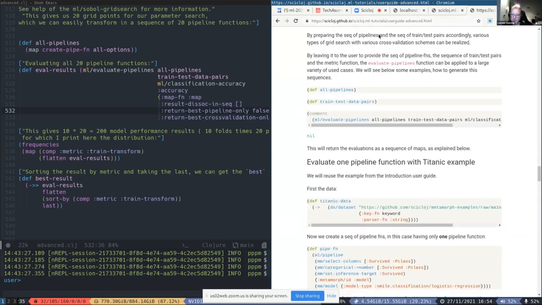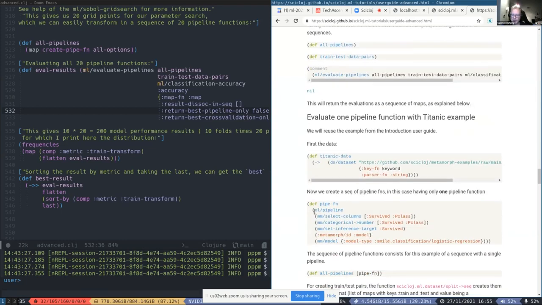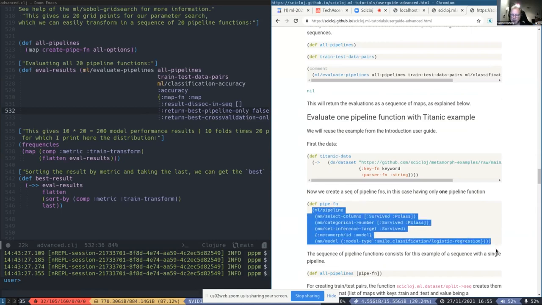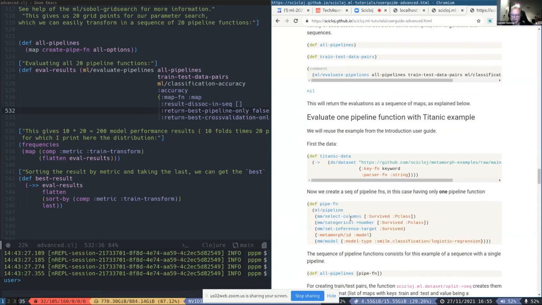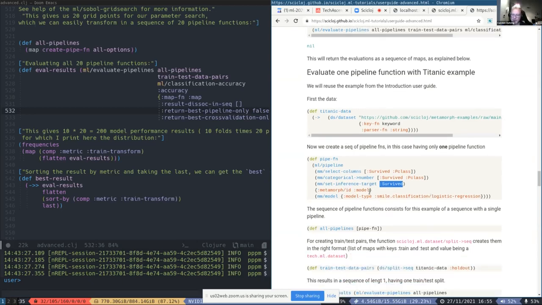In this advanced user guide, the example I'm using is the Titanic example. Predicting survival on the Titanic is a classification problem. First I start with a single pipeline, exactly what we have seen before. We make one single pipeline for this problem. We talk about the columns survived and passenger class, and we want to predict whether a person survived or not from the passenger class. We use logistic regression, so it's classification, but the pipeline is very similar.